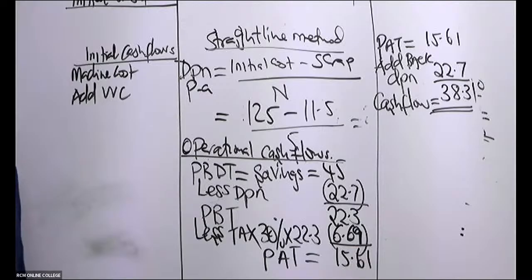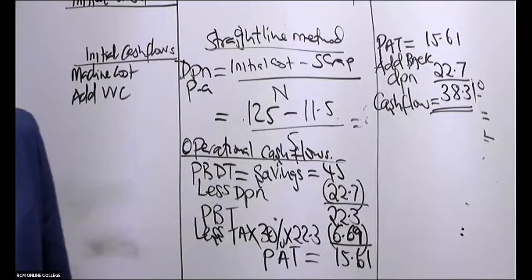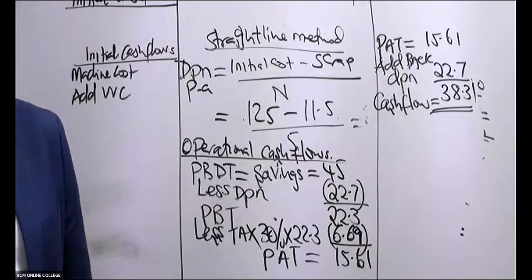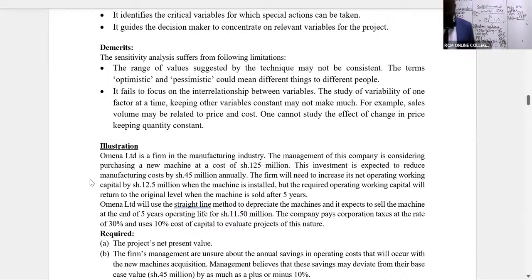Machine cost. Are you able to see the machine cost in this question? We are told the Omena machine here is costing 125. So the Omena machine is costing 125, and then we need WC. We need working capital, which was given somewhere.